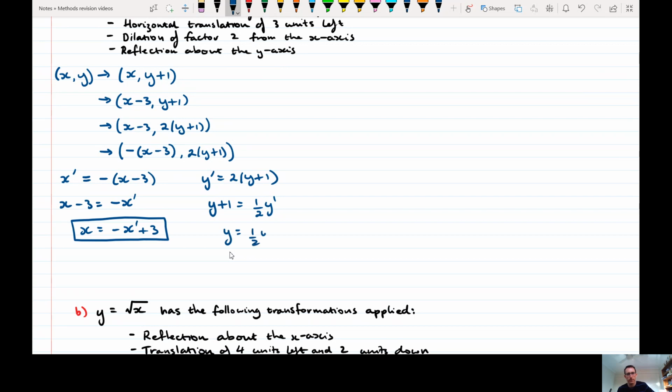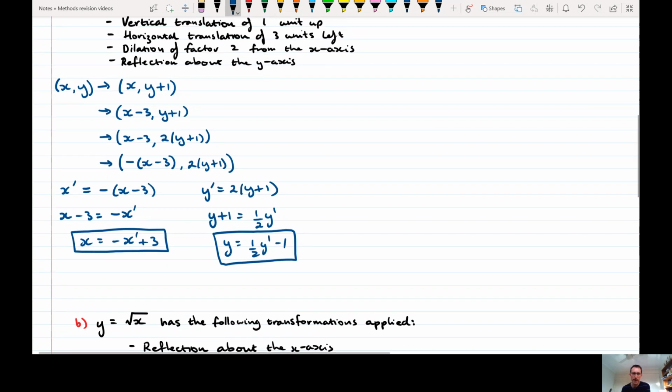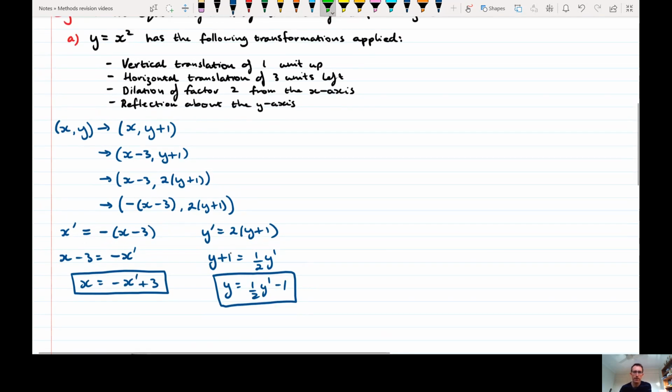So you're going to have y dash minus 1, like that. And that is our expression for y in terms of y dash. And these two now replace the y and the x in the original question. So y gets replaced by that expression there, and x gets replaced by this expression here.